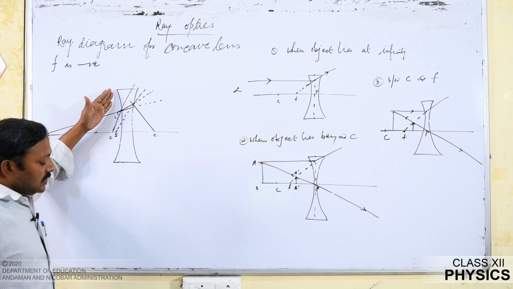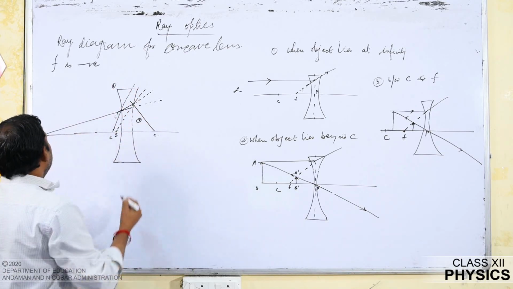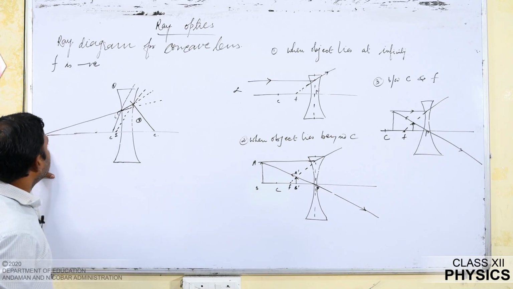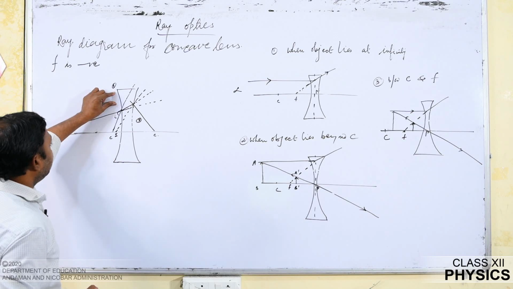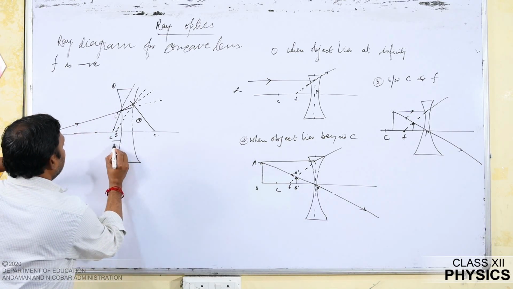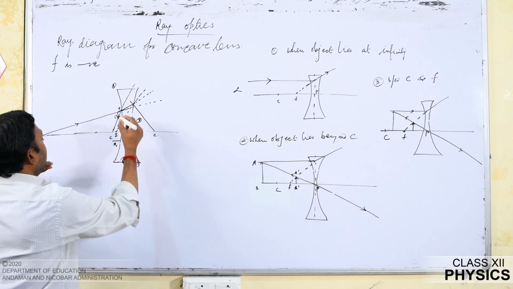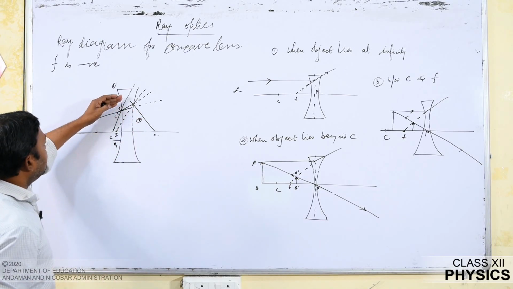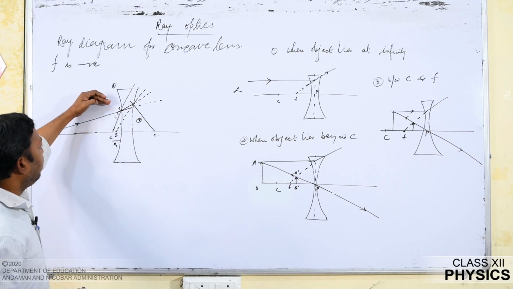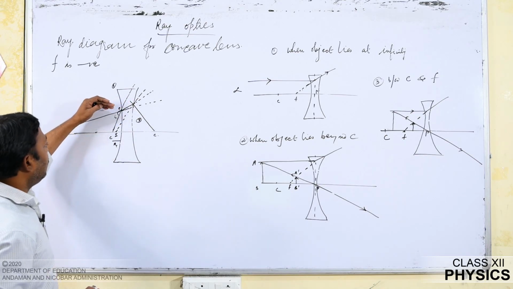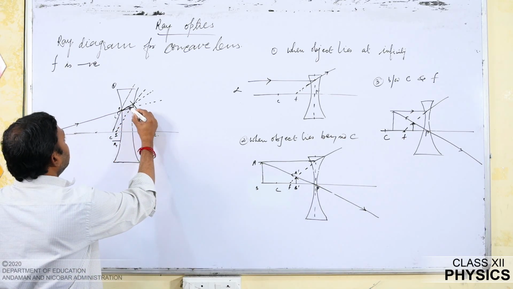It has two surfaces, surface 1 and surface 2. Object is placed beyond C. The beam arises from O. It strikes the first surface whose radius is R1. At the point P where it strikes, it bends towards the normal because it is entering the denser medium. According to the law of refraction, it should bend towards the normal. So, the beam bends towards the normal and it will move like this.